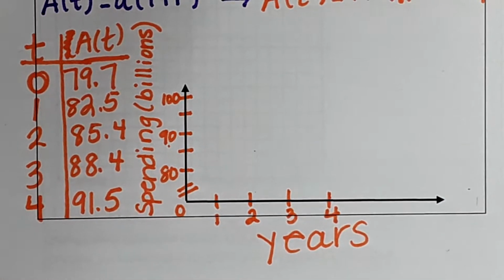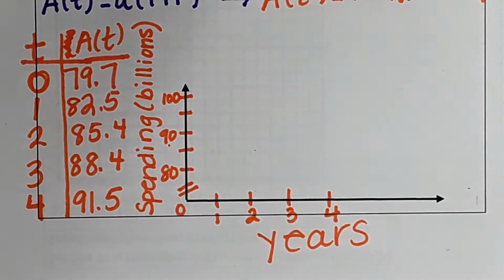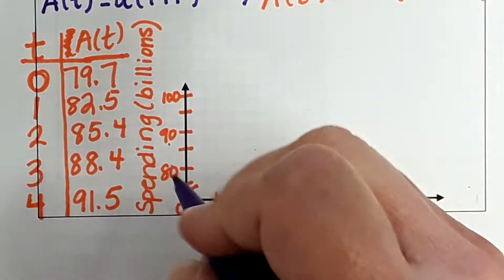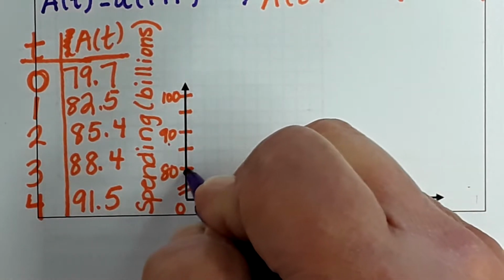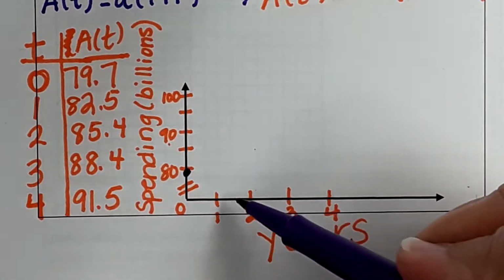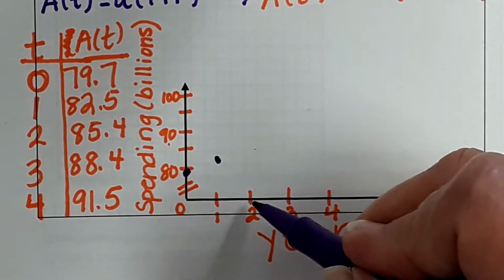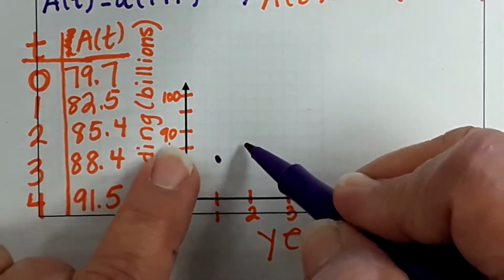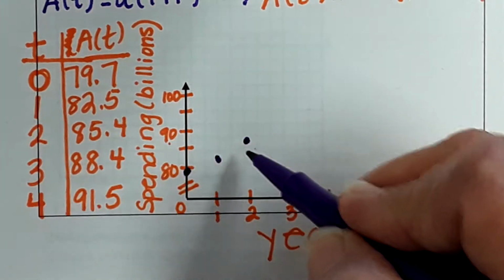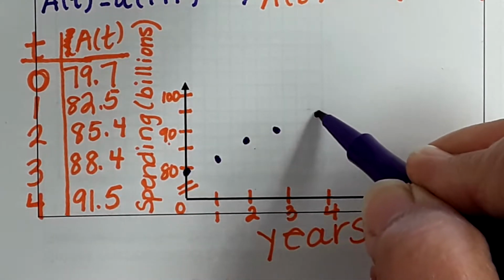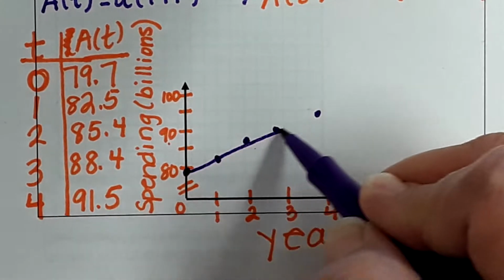You guys, I do believe that's a little bit easier when you have a grid to graph, but we'll do the best we can. So 0 is 79.7, so that's going to be really close to 80. 1 is 82, so that's going to be a little bit up here. 2 is 85, so it's going to be a little bit above there. 3 is 88, and then 4 is 91. And then you're just going to kind of connect them.